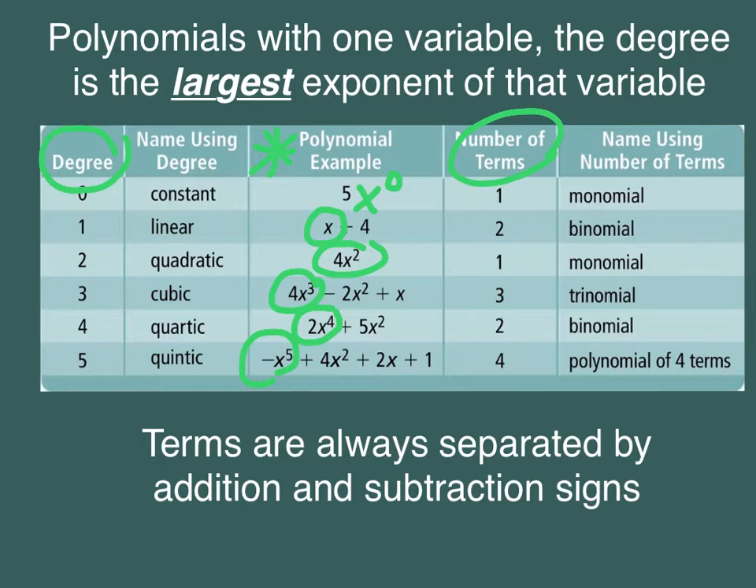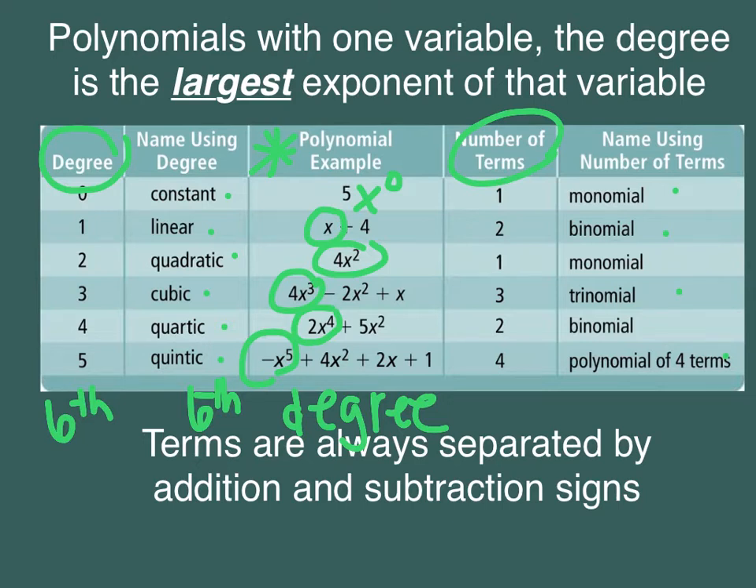So, with naming by number of terms, we only have a monomial, a binomial, a trinomial, and a polynomial. So those are our only 4 options that we'll name based off terms. But with degrees, we have several. We have constant, linear, quadratic, cubic, quartic, quintic, and then what happens if there's a 6th degree, a 7th degree, an 8th degree? Well, there's no fancy name, and we just say 6th degree, or 7th degree, or 8th degree, or 10th degree. That's how we name them past 5.